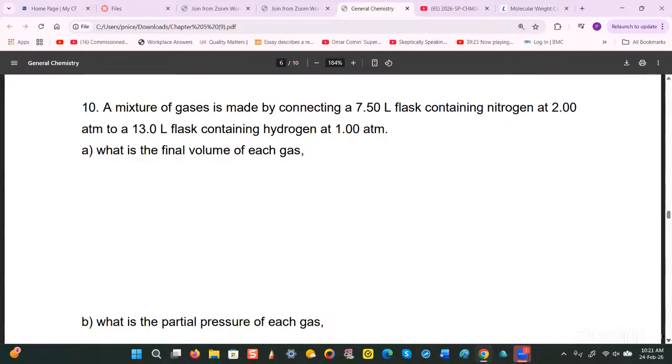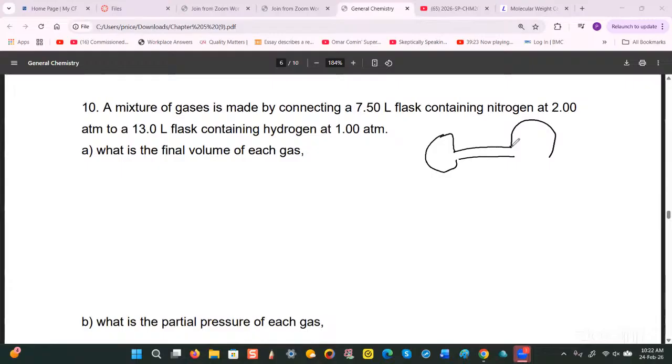Okay, now this one is interesting. You have a mixture of gases that is made by connecting two flasks. One has a volume of 7.5 liters and 2 atmospheres of nitrogen. The other flask has a volume of 13.0 liters and 1 atmosphere of hydrogen. All right, so when it comes to questions of this type, when you're describing a setup, I like to use a diagram so that I can see what we're working with. So I apologize for my lack of artistic skills. I'm not skilled in drawing anything. I'm just going to do a rough sketch.